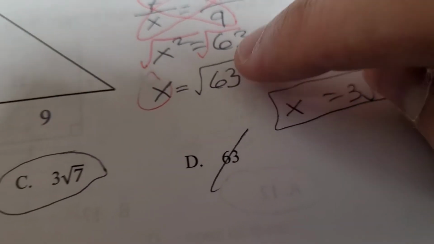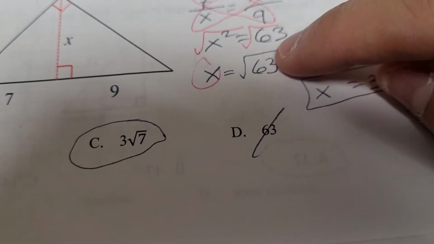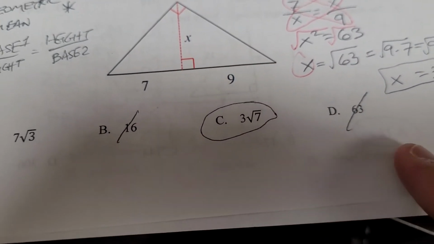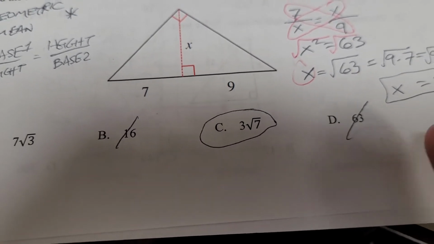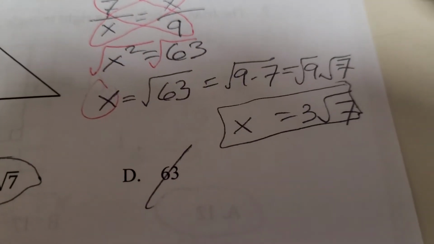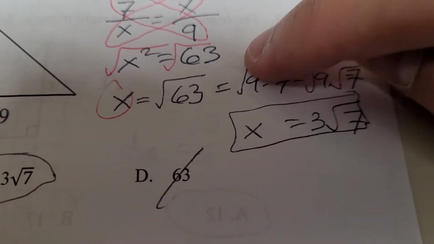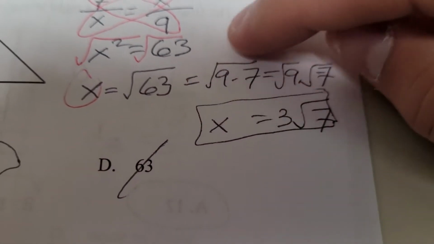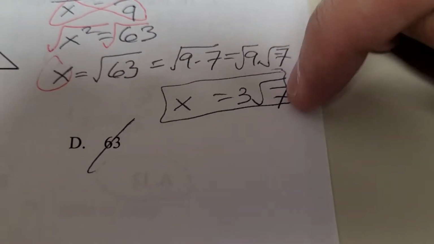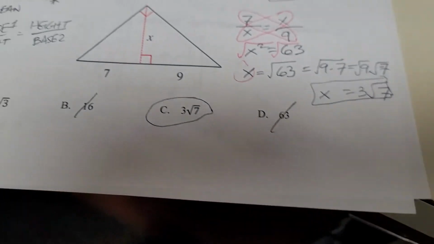Square root of 63. If you have a calculator, you can just get this and try to find which one of these is going to be that same measurement. But if you simplify the square root, you can do that too. That's like saying the square root of 9 times the square root of 7. Square root of 9 is 3, so 3 square root of 7, which is answer choice C. Okay, so let's look at number 4.